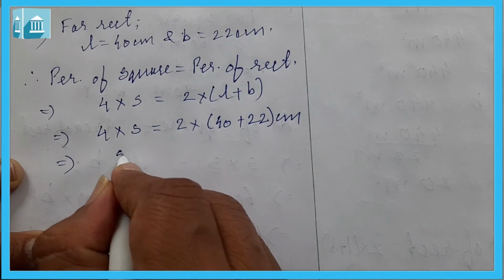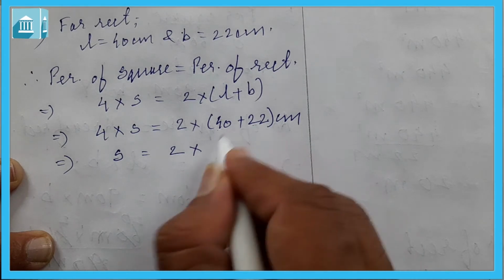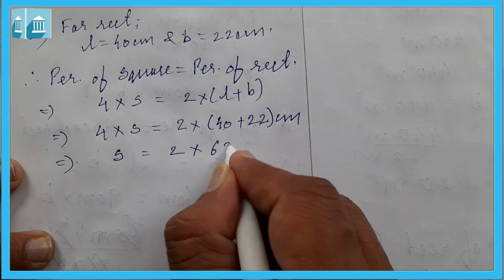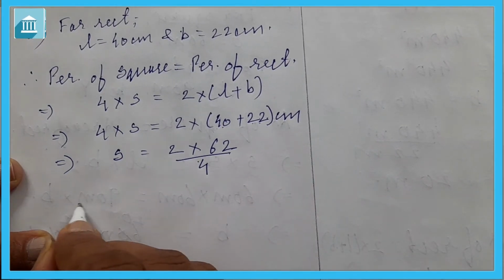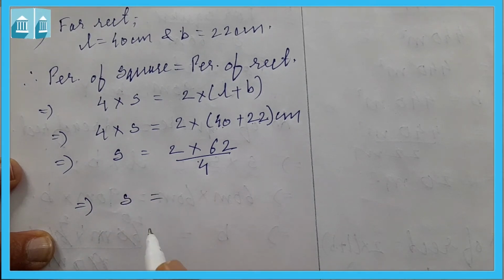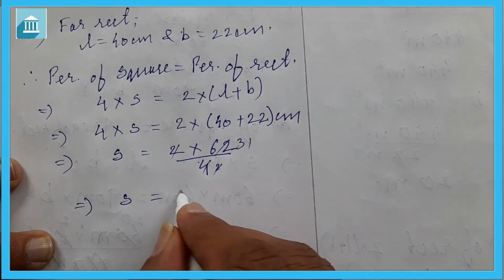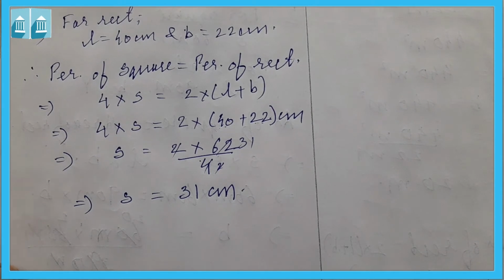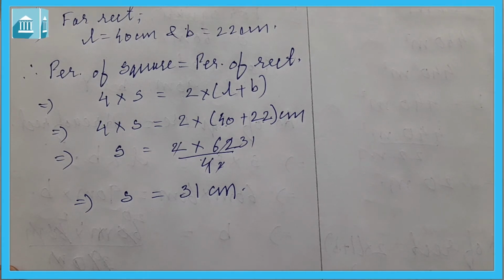We can say that S is equal to 2 into (40 plus 22), that is 62 upon 4. So S is equal to 62 upon 2, which is 31. So S is equal to 31 centimeter. So here we got the side of the square park. We got the measure of each side. So the measure of each side is 31 centimeter.